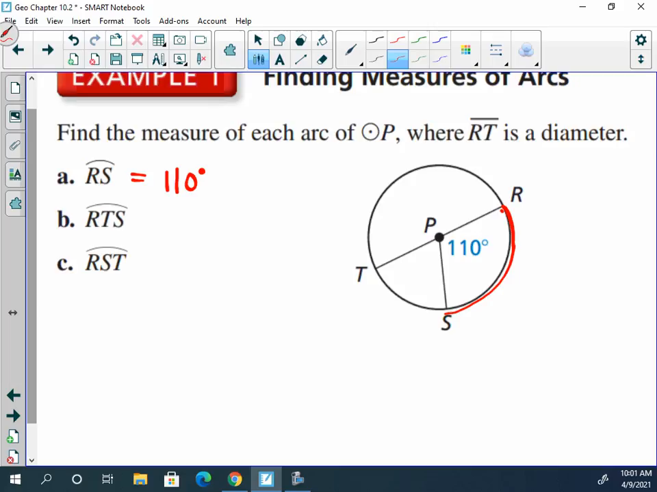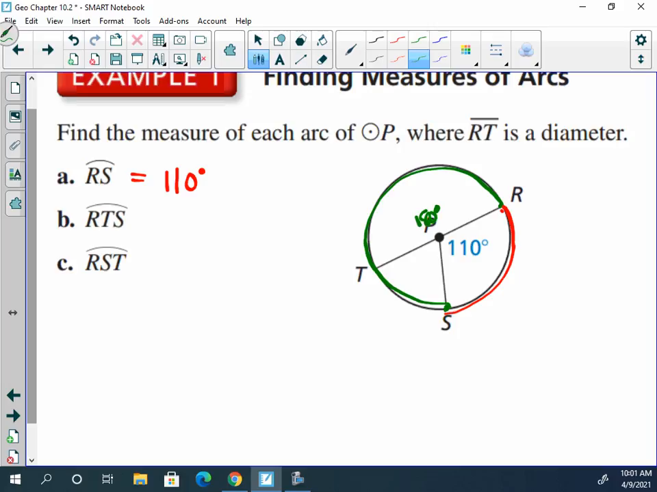Let's look at the next one. We want to find the measure of arc RTS. So here we're starting at R, going through T, and ending up at S. So it's going to be greater than 180 because we do have the diameter. RT is the diameter, which would be 180 degrees. So we know we're going past that, but we're not including the 110. So we have everything except for the 110 degrees.